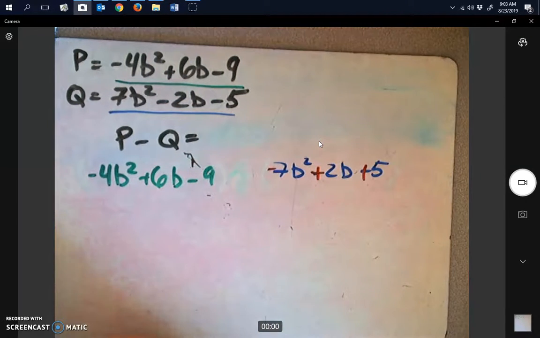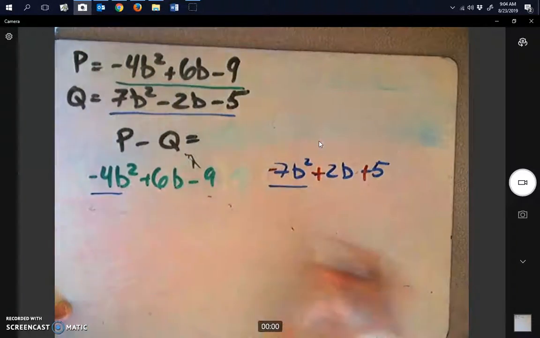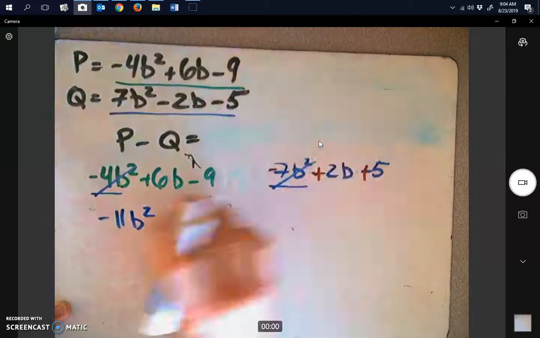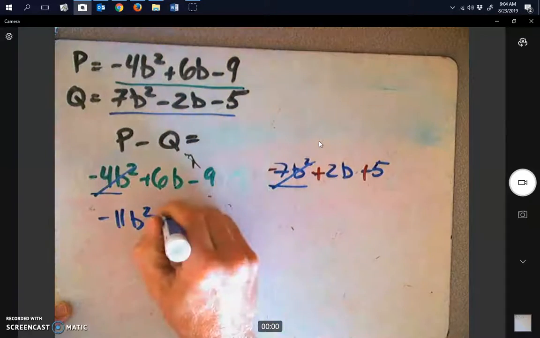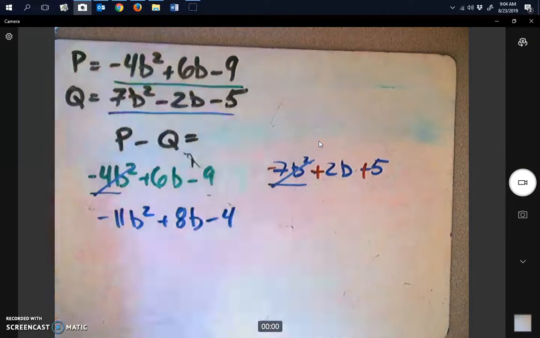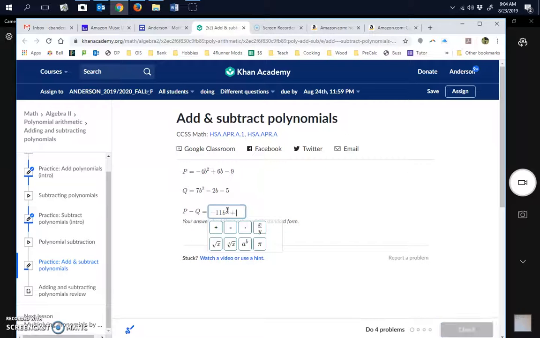All right, now let's add like terms. b squared, negative 4, negative 7 is negative 11 b squared. 6b plus 2b is 8b, negative 9 plus 5 is negative 4. So our answer is negative 11b squared plus 8b minus 4. There you go. Negative 11b squared plus 8b minus 4.